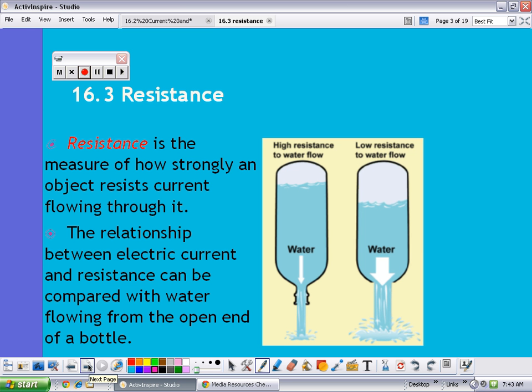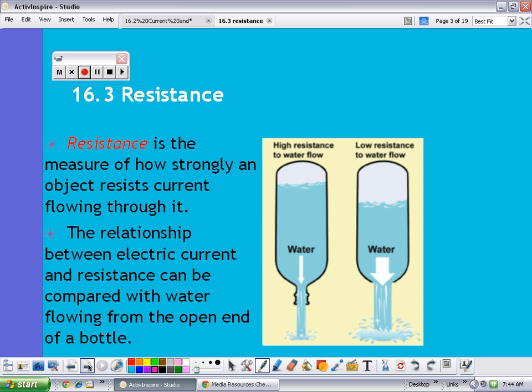So when we look at the definition of resistance, think about when you resist something, you don't want to do it. I resist doing my homework. I'm going to go against wanting to do it. Resistance is the measure of how strongly an object resists current flowing through it. So in this case, we're talking about the electrons transferring through a circuit.